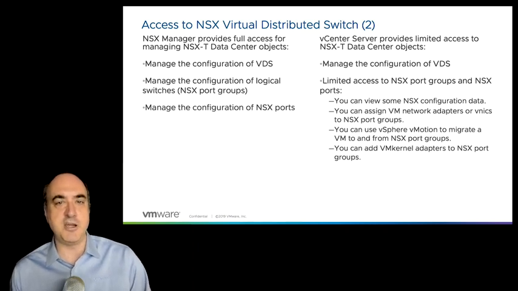You can assign your VM adapters or virtual NICs to the NSX port groups, just like you would with any other standard or distributed switch port group. And you can use vMotion to migrate a VM back and forth from these NSX port groups. We can add VMkernel adapters to them too. So you can basically use them. We just don't have any manageability from the vSphere client because that's managing our vSphere-centric components.